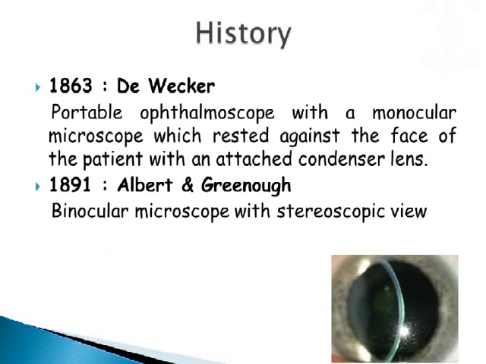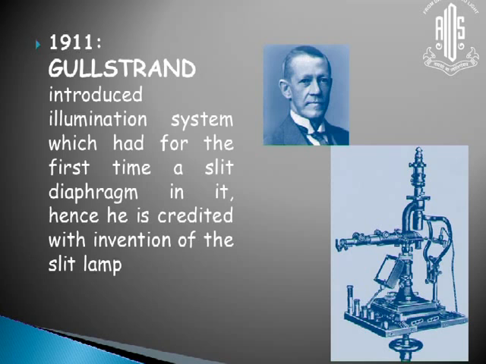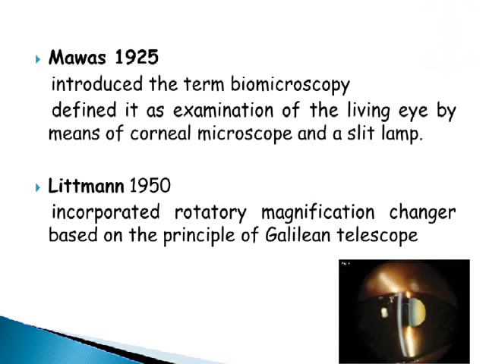So if you look at the quick history, it was Czapski in 1863 way back who developed the portable ophthalmoscope with a monocular microscope. Then Albert and Greenough in 1891 developed the binocular microscope with a stereoscopic view. But the credit for oblique illumination slit lamp examination goes to Gullstrand, who in 1911 introduced the illumination system which had for the first time a slit diaphragm in it. And that was where things changed. Then, of course, there were further milestones.